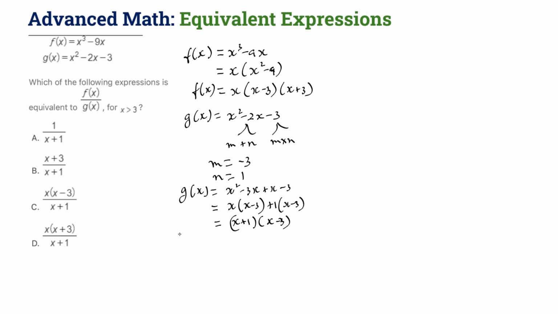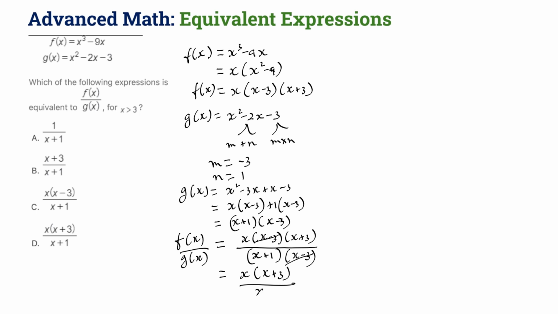Okay, so finally f of x over g of x becomes x times (x minus 3) times (x plus 3) over (x plus 1) times (x minus 3). We can cancel out x minus 3 from the numerator and denominator, and we're left with x times (x plus 3) over (x plus 1), which is option D.